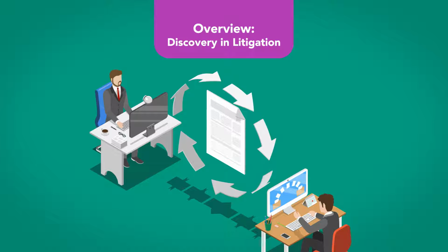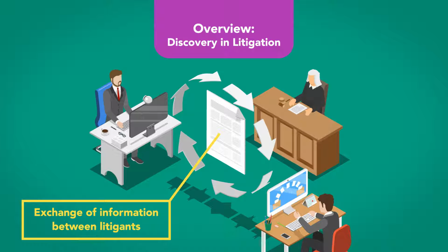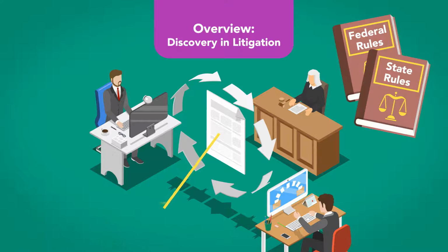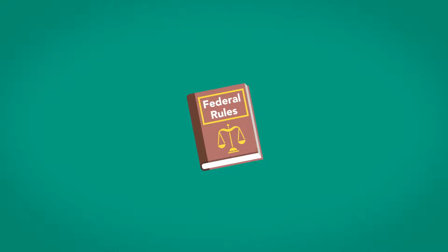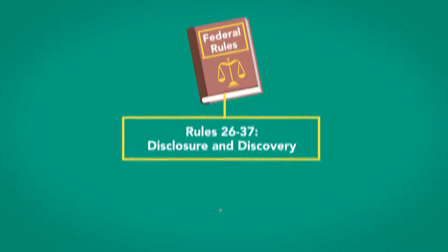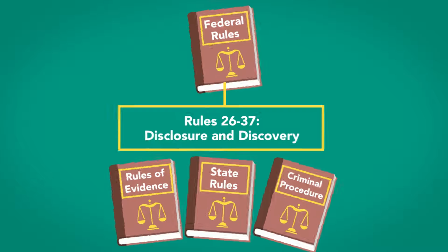Overview: Discovery in litigation. When we use the term discovery in litigation, we refer to the exchange of information between litigants. Overseen by each court, the rules governing discovery in litigation are the federal and state rules of procedure. We will focus mainly on the federal rules of civil procedure, and particularly on Rules 26 through 37, which are entitled Disclosure and Discovery. We will look briefly at some state rules and some rules of criminal procedure and evidence.